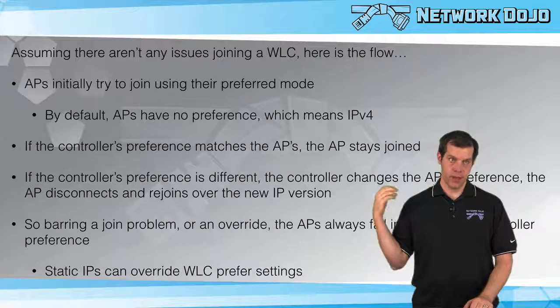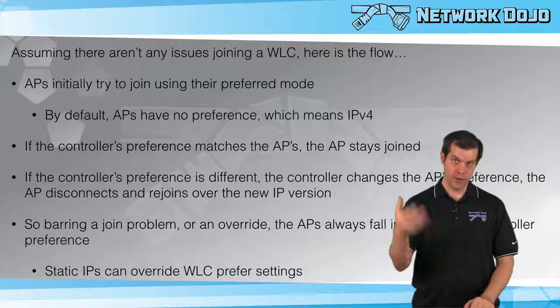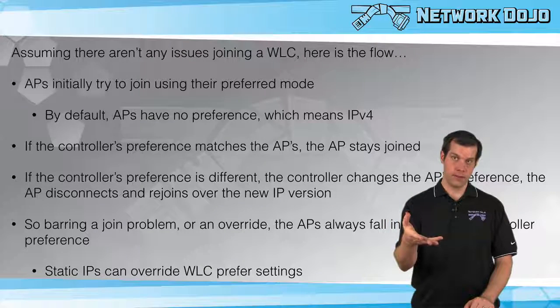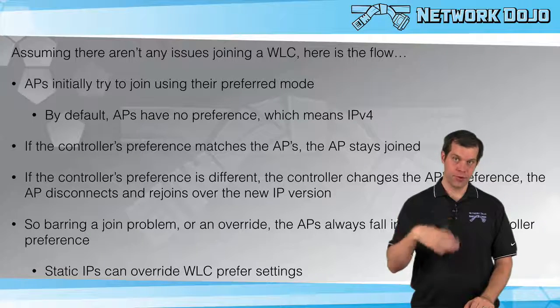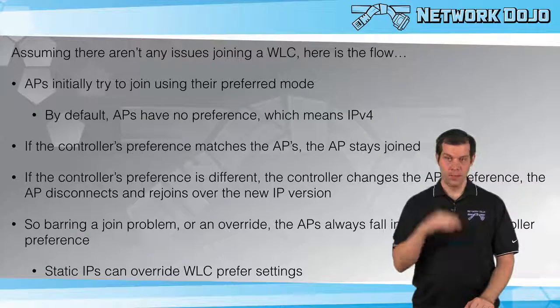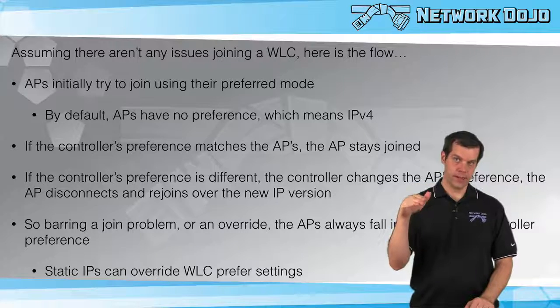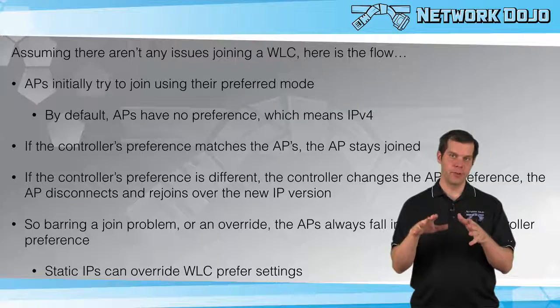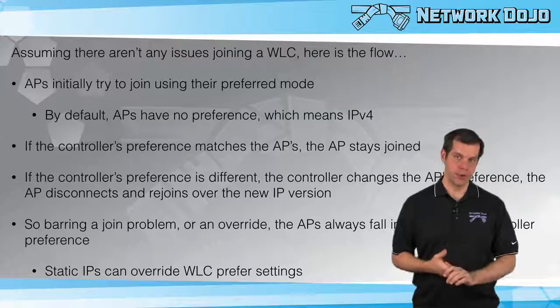Or maybe it preferred v6, and so it tried v6, but that failed. And then if it tries via the preferred mode, but that fails, it'll actually try the non-preferred mode on the same controller. But if both methods fail, the v6 and the v4 both fail, at that point it says, okay, I can't get on this controller, I'm going to move to the next controller in my list.